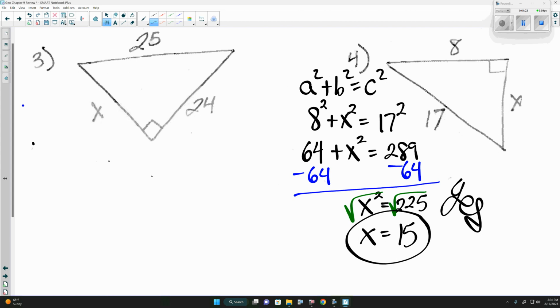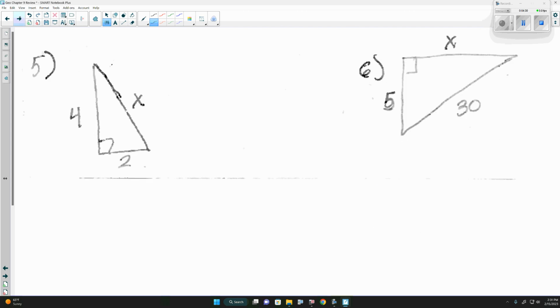Any other questions on 3 or 4? Questions on 5 or 6?